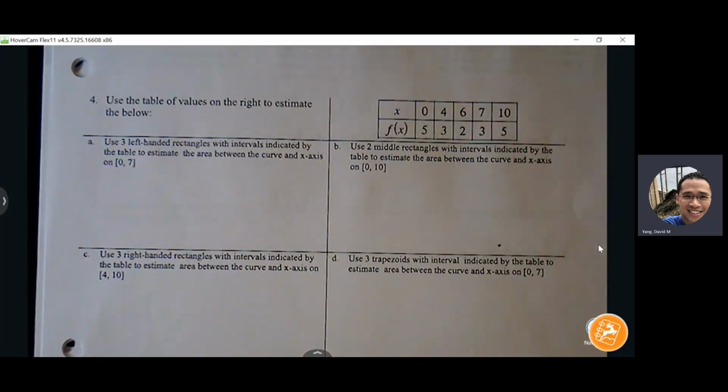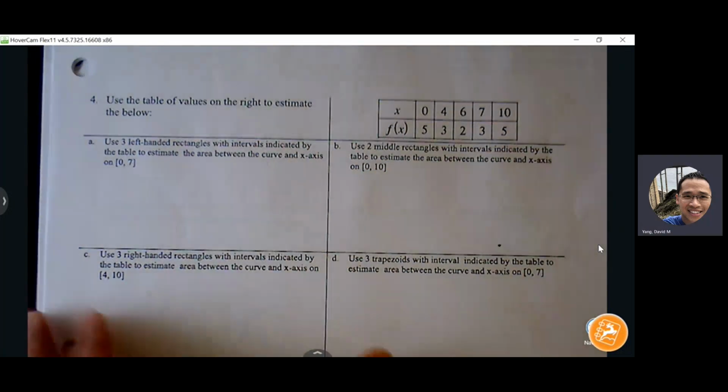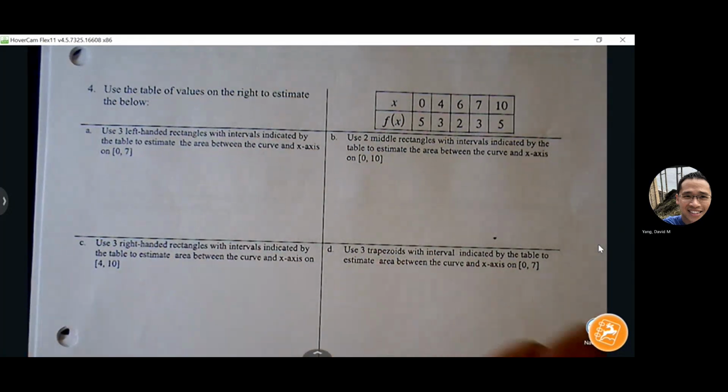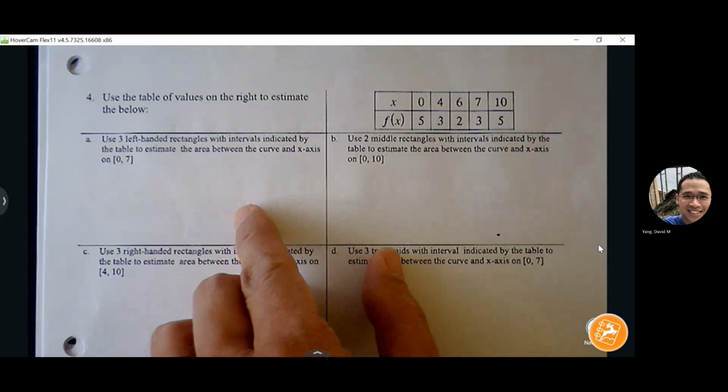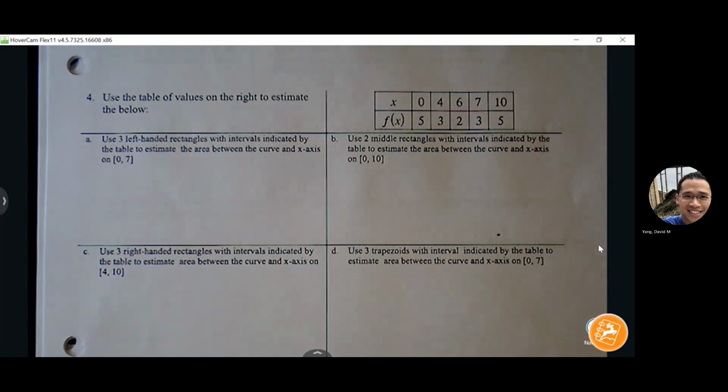This is a table of values. Okay. Part A, use 3 left-handed rectangles with intervals indicated by the table to estimate the area between the curve and the x-axis.